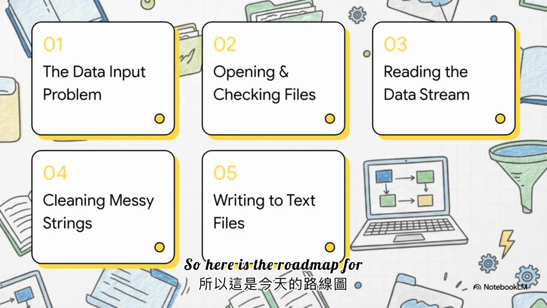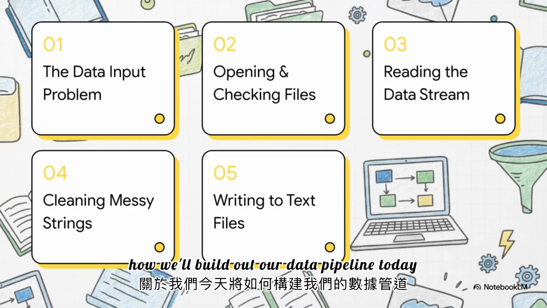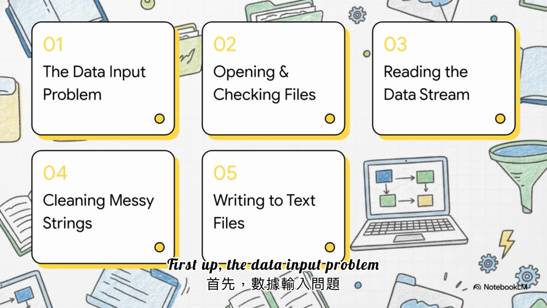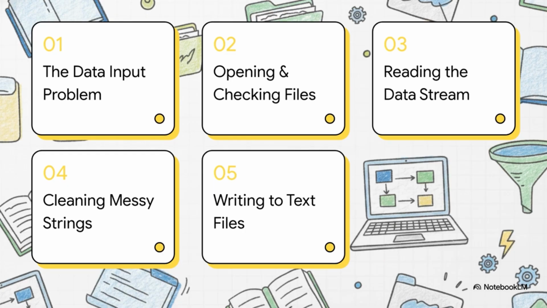So here is the roadmap for how we'll build out our data pipeline today. First up, the data input problem. Second, opening and checking files. Third, reading the data stream. Fourth, cleaning messy strings. And finally, writing to text files. Let's get right into it.